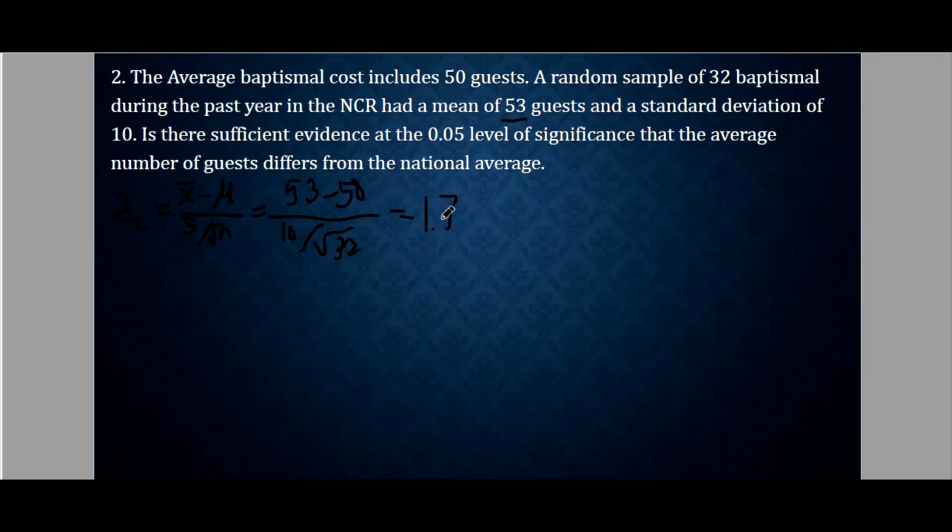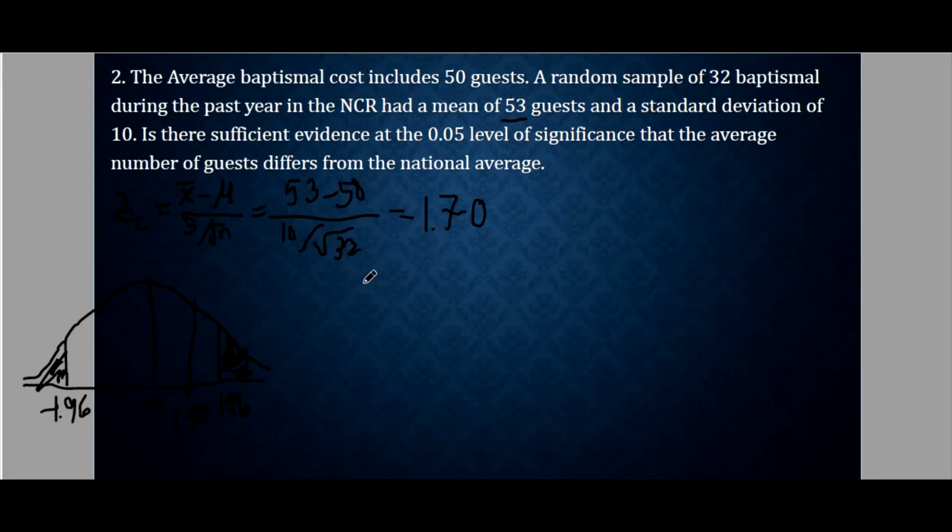So, rounded off to positive 1.70. Okay, what is next? The next thing is we need to compare the critical values and the computed z value. So we have here 1.96 and negative 1.96. Now let's locate 1.70. 1.70 is somewhere here.